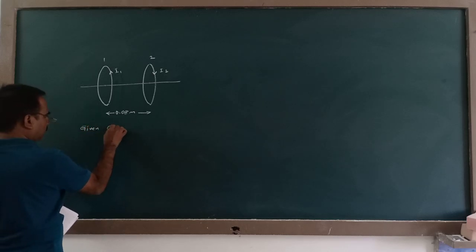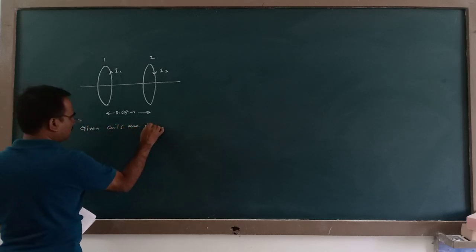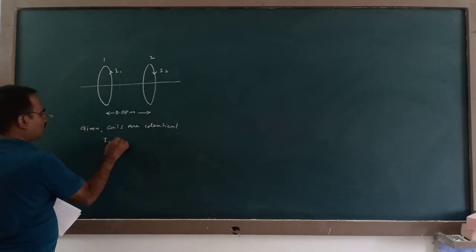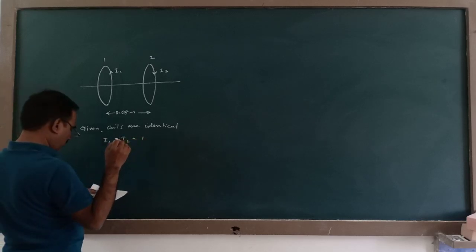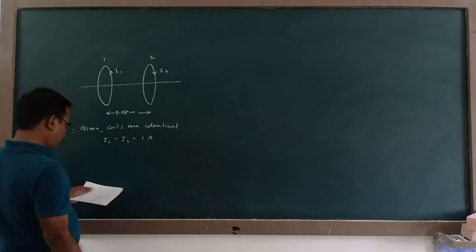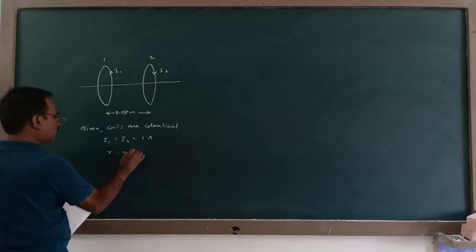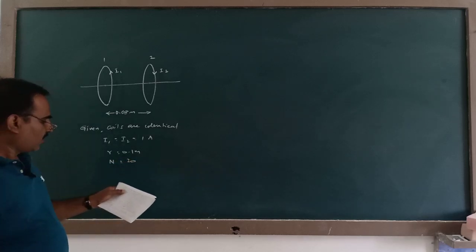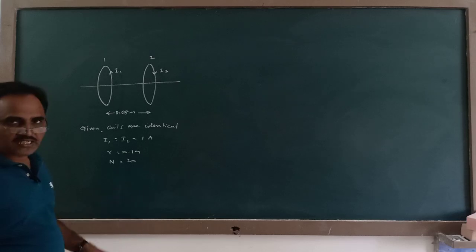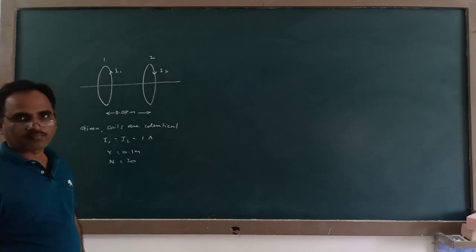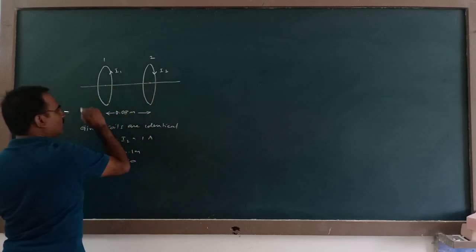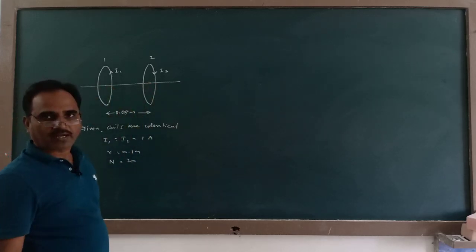Given coils are identical and the current in each coil is 1 ampere. The radius of either coil is 0.1 meter and the number of turns is 20. The question here is, find the resultant magnetic field at the center of either coil. That means either at this point or at this point you are asked to find the magnetic field.